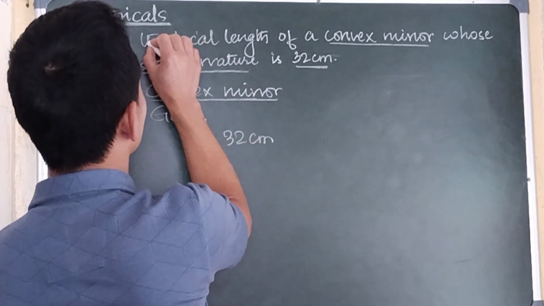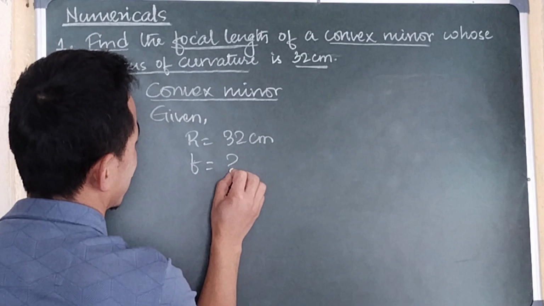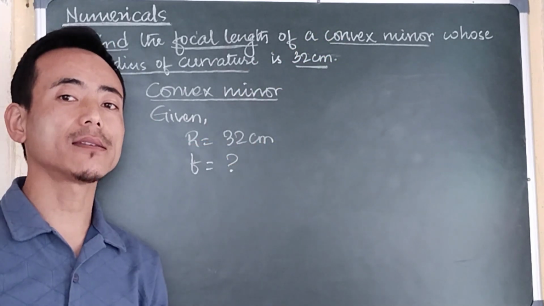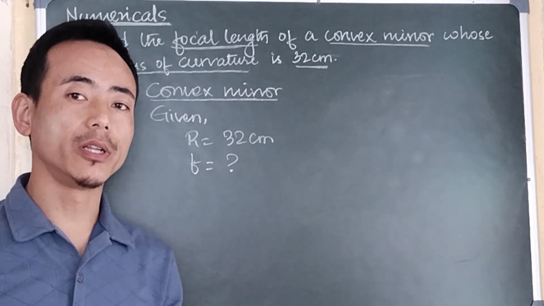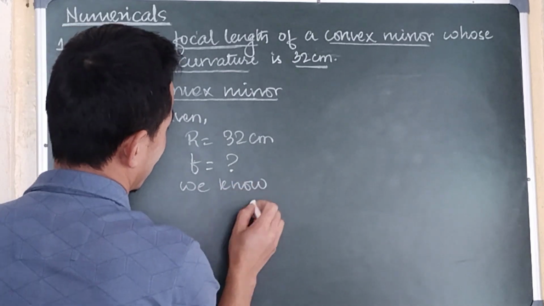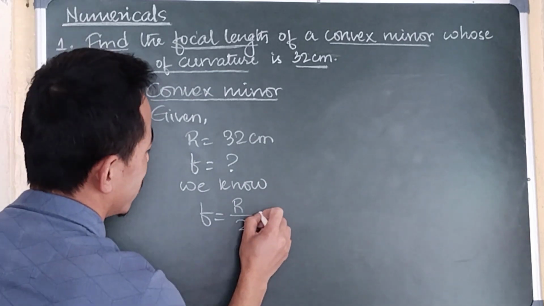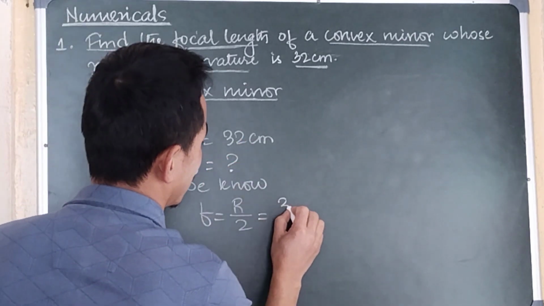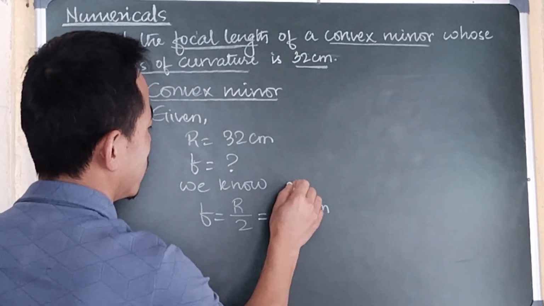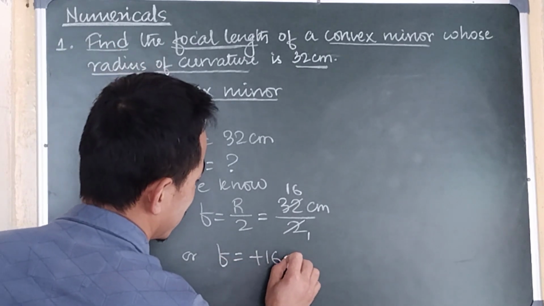And what do you have to find? You have to find focal length. So our objective is to find the focal length of this convex mirror whose radius of curvature is given as 32 cm. So this is a very simple numerical question that we are starting with. So we know the relation between F and R is F is equal to R by 2. So here you simply put the value. R is how much? 32 cm divided by 2. So you will cancel this, 2 times 16, or F will be equal to plus 16 cm.